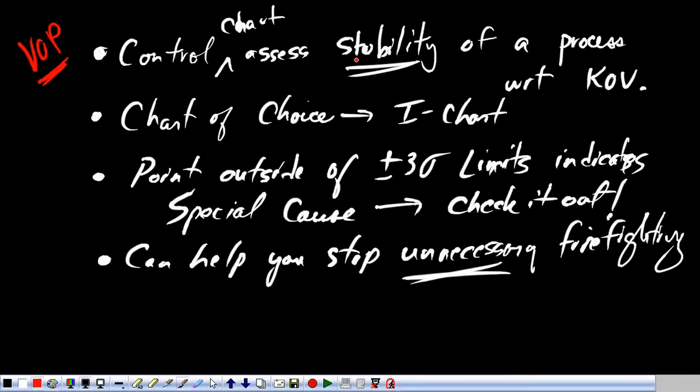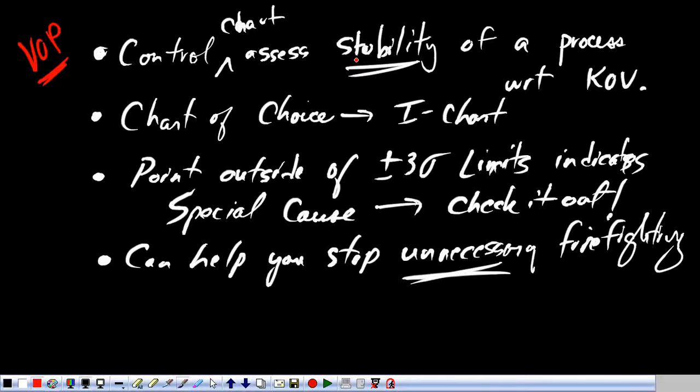There's lots of different control charts as we saw in Minitab, but for now we're going to be choosing the I chart. I personally think that that's where you're going to end up with, too. But you'll need to know more of them later, particularly if you're a black belt. Key point in terms of interpreting a control chart is to look outside those plus or minus 3 sigma limits, which indicates a special cause, which means that before you do anything, you ought to dig in and check it out.